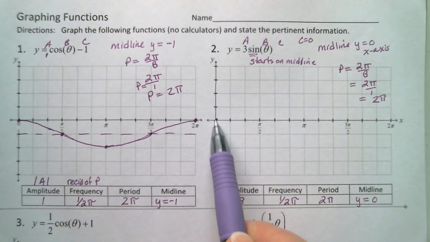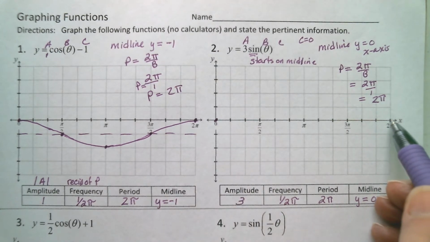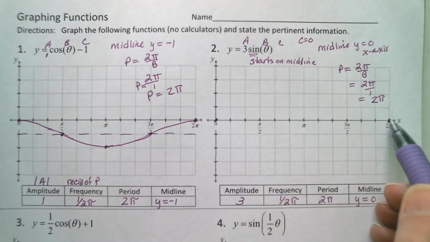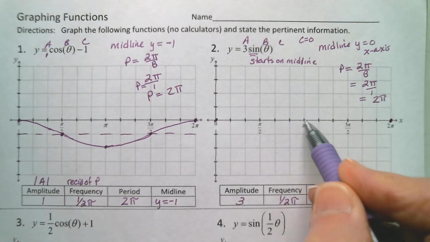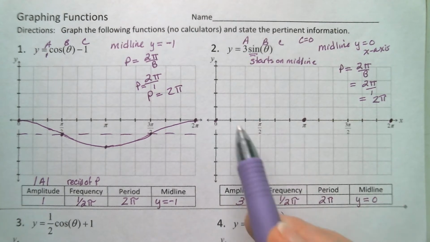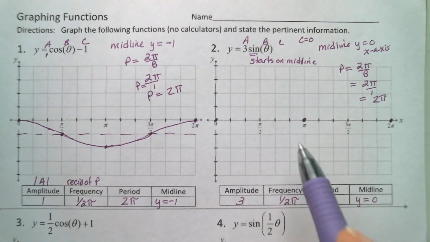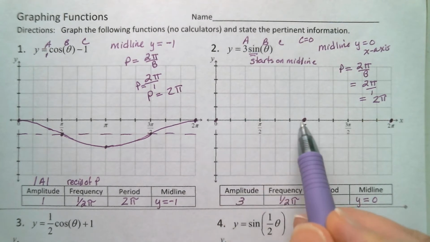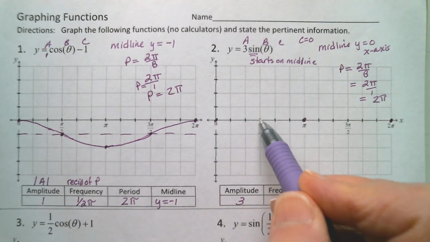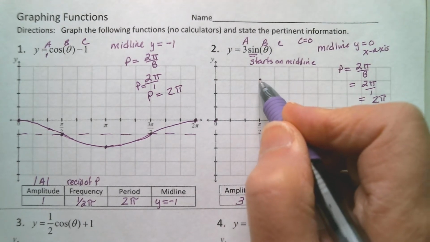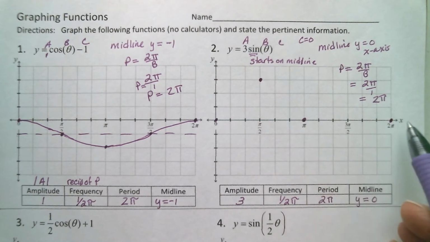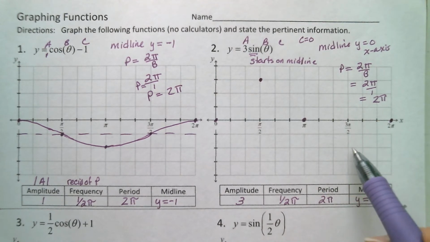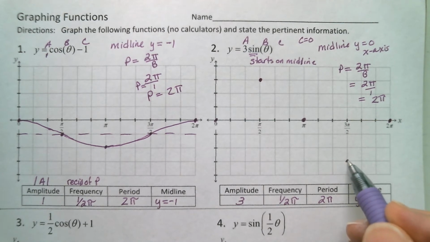Okay, so we start on the midline, and at a distance of 2 pi we'll be back on the midline. Midway between, on the midline. Start and middle, and now between 0 and pi, it will be 3 units above the midline at its maximum, and then between pi and 2 pi radians, it'll be 3 units below the midline at its minimum.